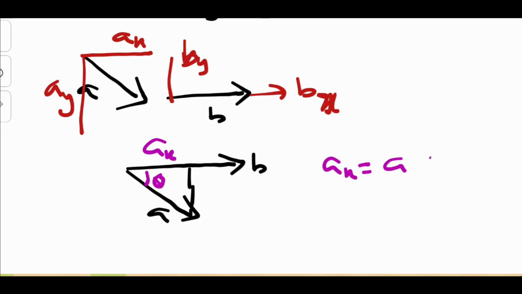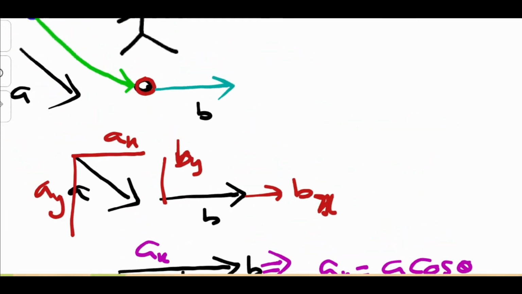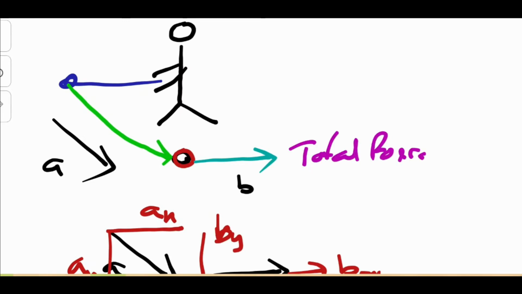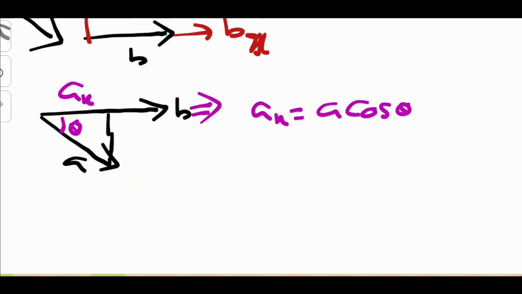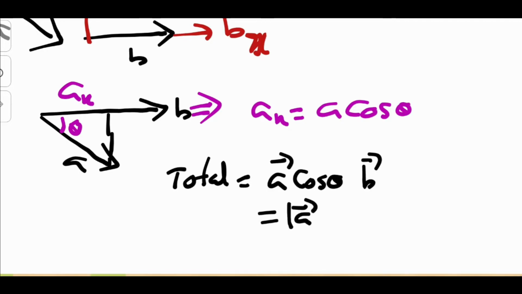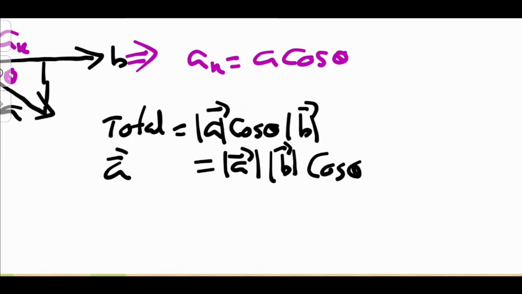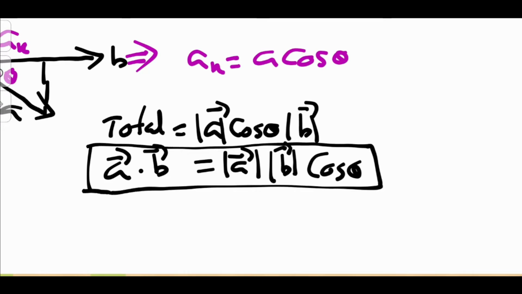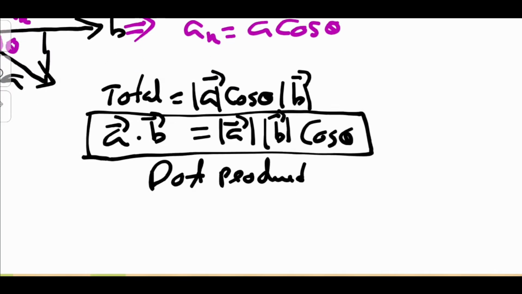So ax is equal to a cos theta, using the trigonometric rule. The total force on the ball will be the x component of the bat, which is a cos theta, times the existing force, which is b. So a b cos theta will be the total force on the ball, which is known as the dot product. That is, the total imparting force on an object is called the dot product. The dot product gives you the actual magnitude of force in one direction of either vector on the other. Okay, so that's the dot product.